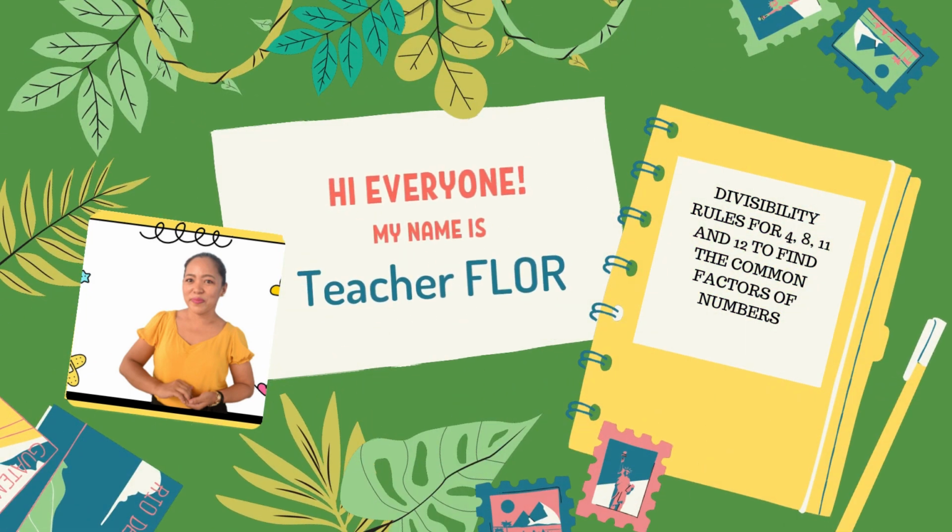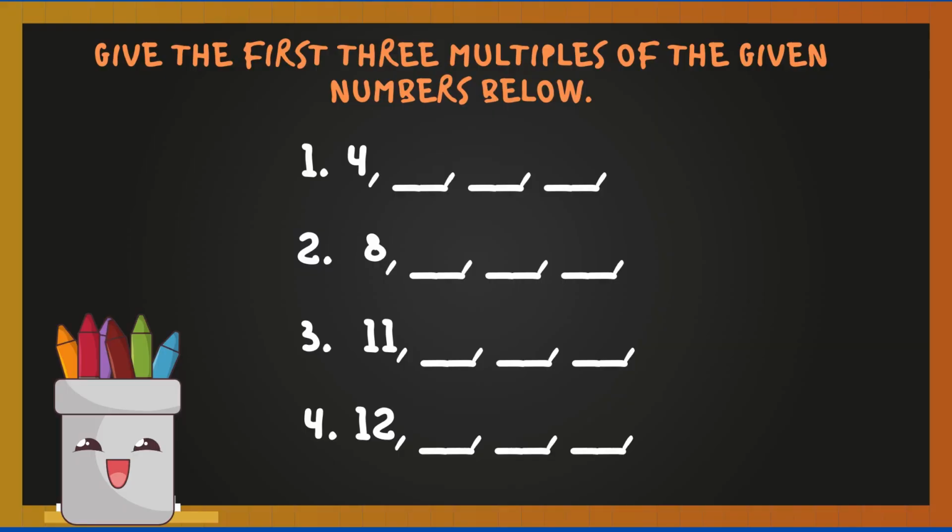Today we're going to tackle divisibility rules for 4, 8, 11, and 12 to find the common factors of numbers. May I present to you my slides? First, we are going to give the first three multiples of the given numbers.